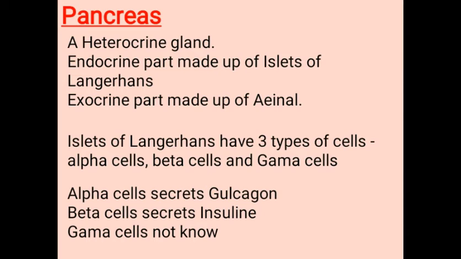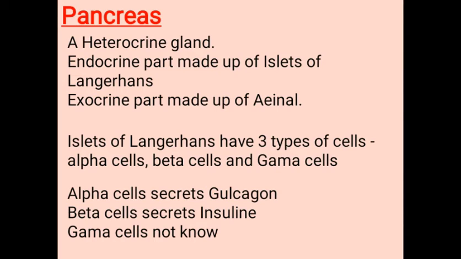Now, pancreas. As we studied, there are three types of gland: endocrine gland, exocrine gland, and heterocrine gland. Now, pancreas is a heterocrine gland which acts both as endocrine and exocrine. The endocrine part of the pancreas is made up of some specialized cells, and those cells are called islets of Langerhans. And the exocrine part is made up of cells called acini.